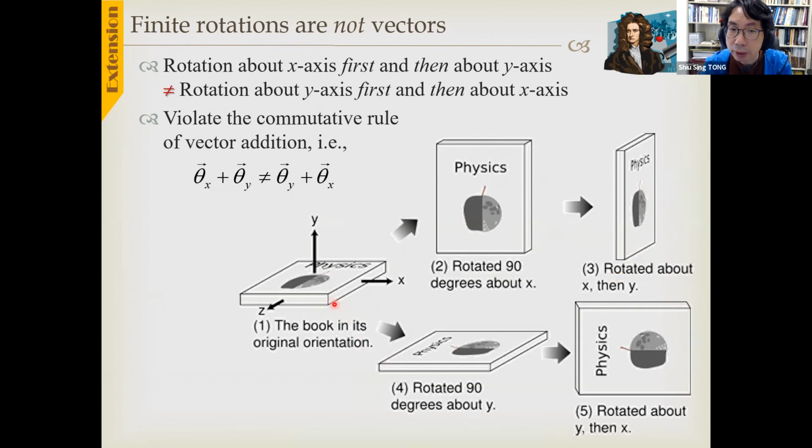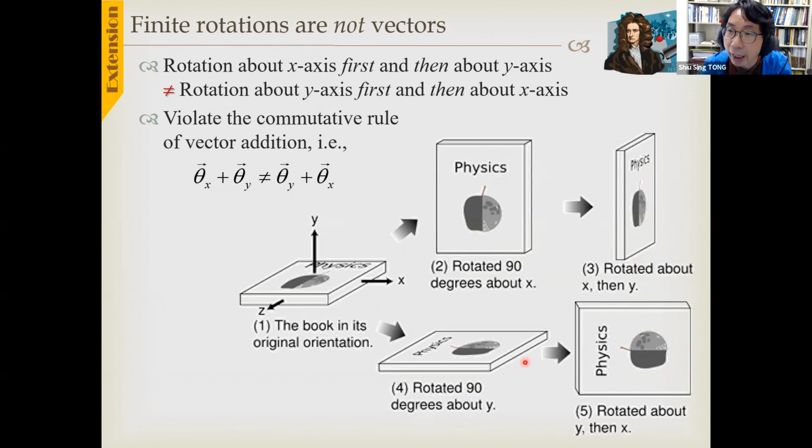The second kind of rotation is we simply reverse the order. We first rotate about the vertical axis, that is the y-axis first. So after we rotate about the y-axis, the book becomes like this. And then we rotate about the x-axis. The x-axis is this axis. So we rotate it 90 degrees. We have the front page of the book facing us, but the book is not upright. The book is tilted by 90 degrees. Now, obviously these two cases are not the same.